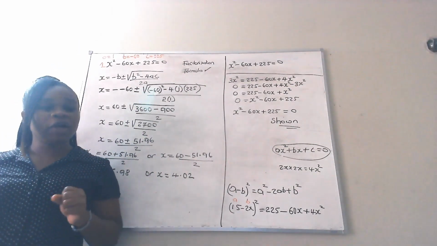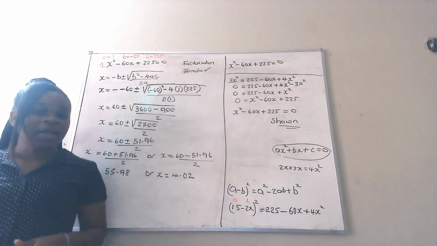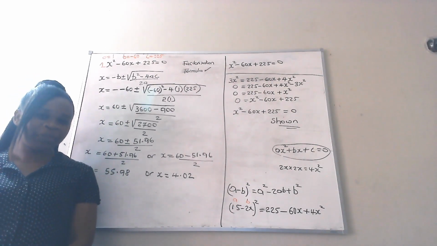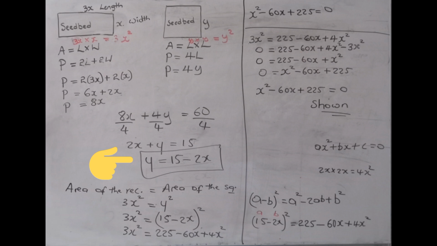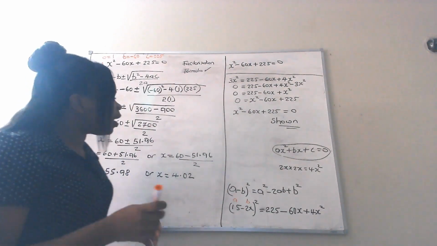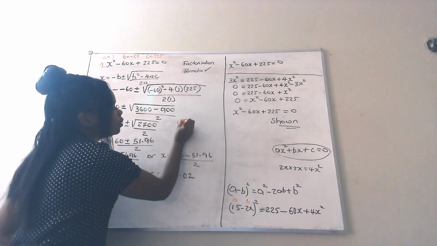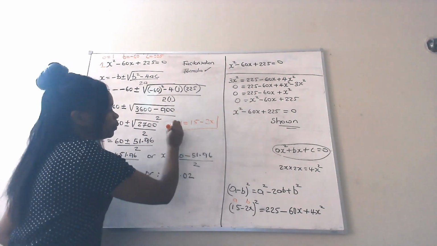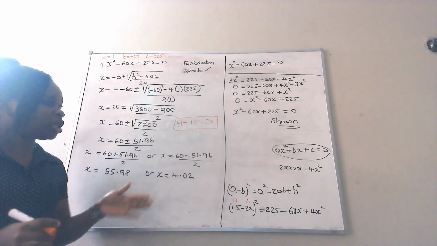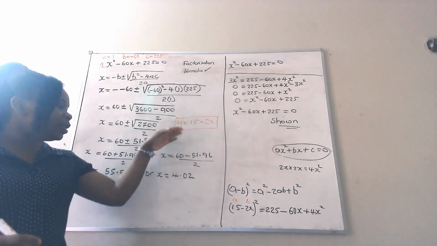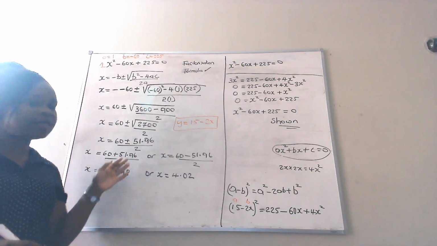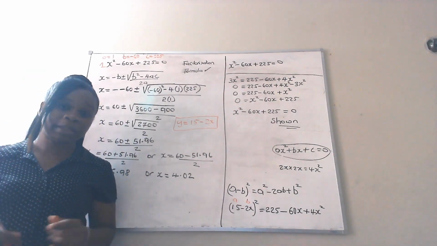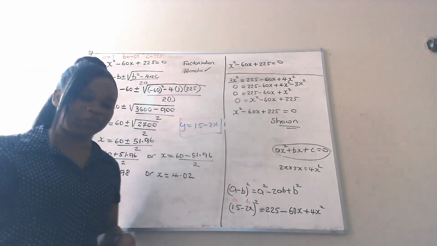All right, so remember earlier we had worked out an equation for y. Let's pull that up. And y is equal to 15 minus 2x. And this is the equation that we're going to use. We're going to substitute these values of x into it to get the values of y and see which one makes more sense. So let's go.